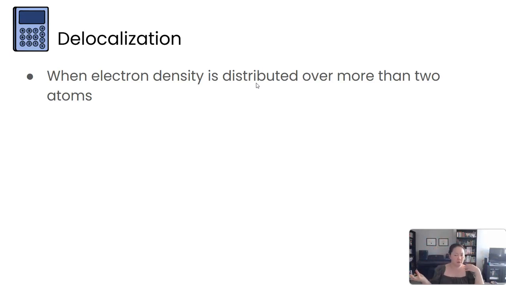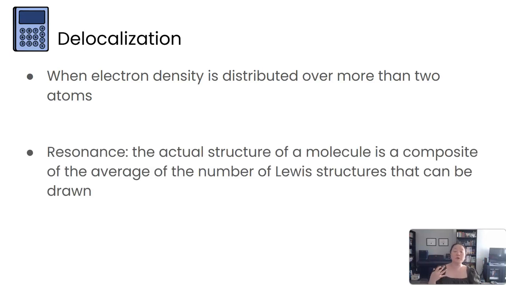So if we're looking at the ozone that I showed you a little bit ago, having that pi bond that goes over those three oxygens, that concept is referred to as delocalization. Resonance refers to the fact that when you do have this delocalization happening, the actual structure of the molecule itself is the combined version of what it would be if you didn't have delocalization.